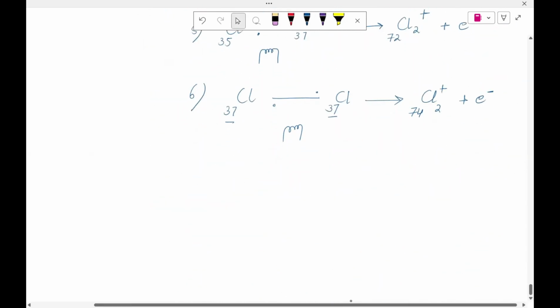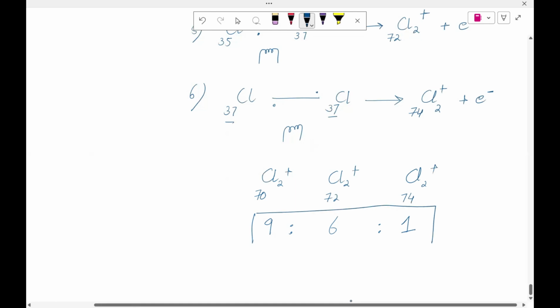And now Cl2 positive, this is 70, this is 72, and this is Cl2 positive which is having 74. And the ratio between their abundance would be 9 to 6 to 1. Just write it down. I'm going to tell you the reason later.